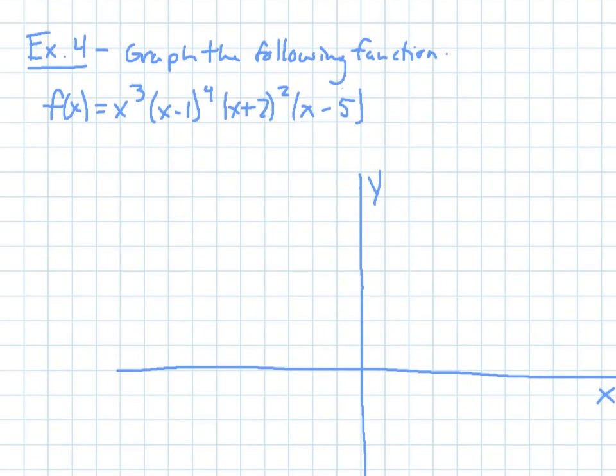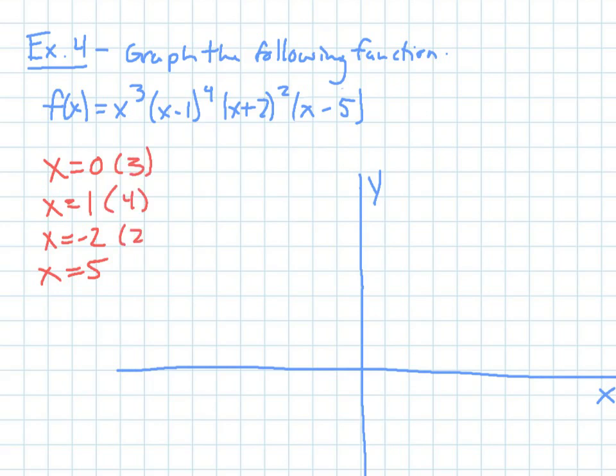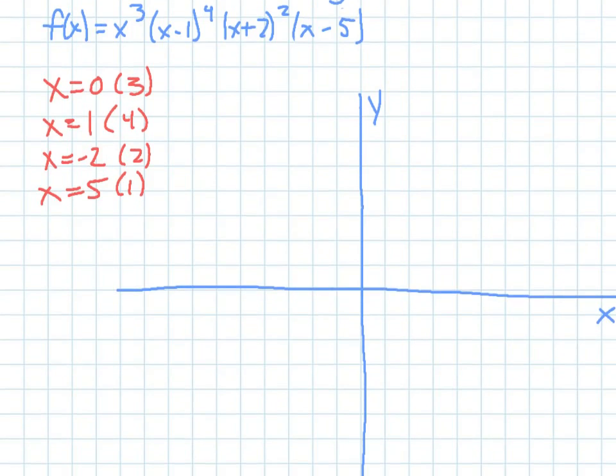Okay, so let's recognize what our zeros are first. I've got zeros at 0, some zeros at 1, some zeros at -2, and a zero at 5. Looks like I have 3 here, 4 here, 2 here, and just 1 here. Okay, so let's plot those values.